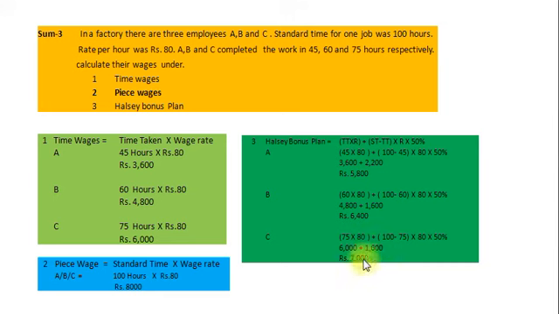So in Halsey bonus premium plan, earnings of laborers is A rupees 5800, B rupees 6400, and C rupees 7000.